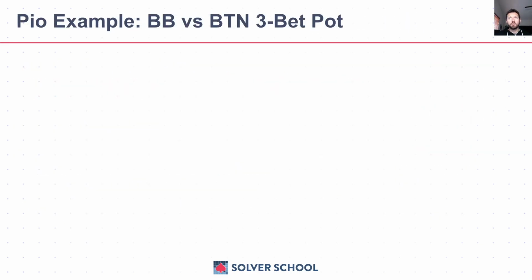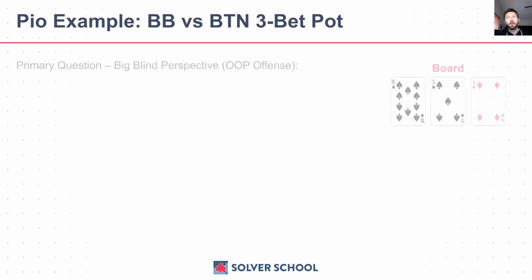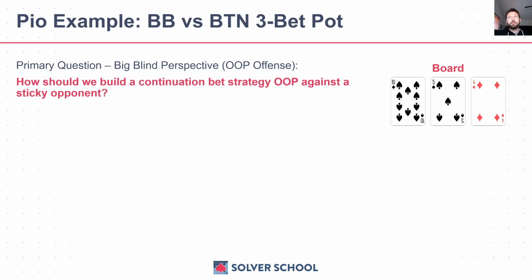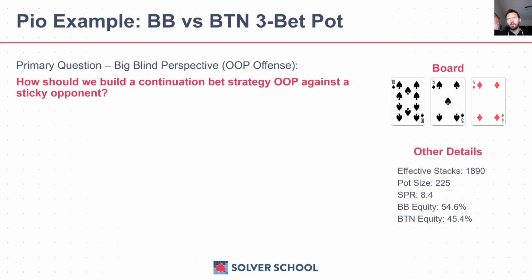Now let's go to the PioSolver examples, and these are the out-of-position offense, in-position defense examples. We're going to look at a big blind 3-bet pot versus a button. We're going to use this board, which is a little bit of a different board, but it's still a somewhat range neutral board: a 10-5-4 two-tone board where the 10 and the 5 share the same suit. And we're looking at this first from the big blind's perspective, the out-of-position offense perspective. The question we have here is, how should we be building a continuation bet strategy against a sticky opponent when we're out of position?